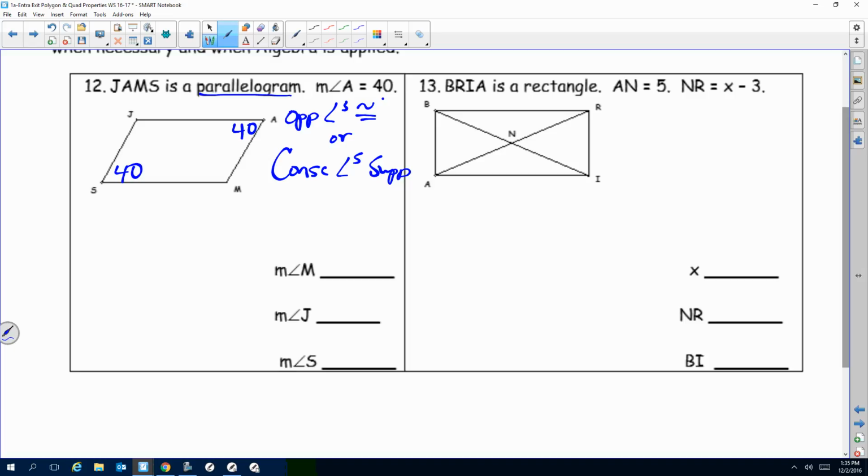Okay, not 360. Subtract from 180. Consecutive. S and J are consecutive? Oh, for the total. Okay. Divide by 2. Yeah, you could do that. So we're going to have 140 and 140. And we're done.